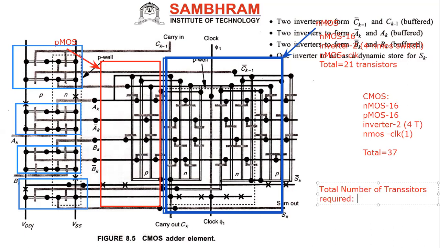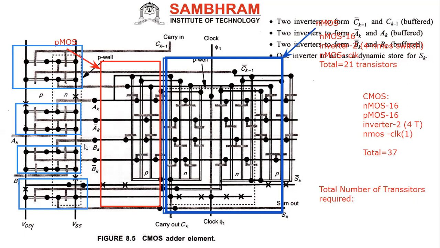Very simple, I can say. How many minterms in total? For A and B, the total minterms are 4 plus 4, 8 minterms, correct? So with 8 minterms, how many transistors are required in total? Let me go back to what I said previously. Yes, here only I said, right? Here, in CMOS without inverters, it was 37.